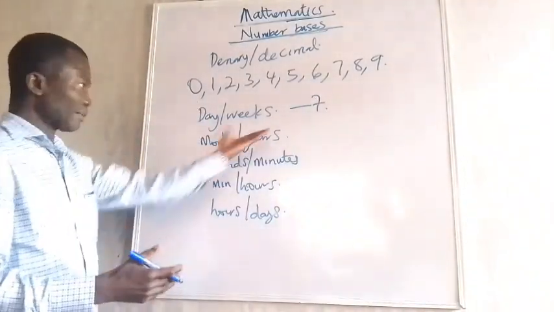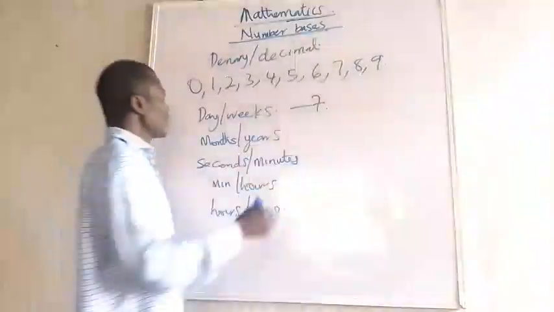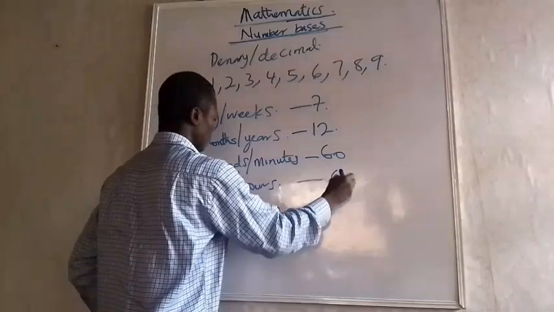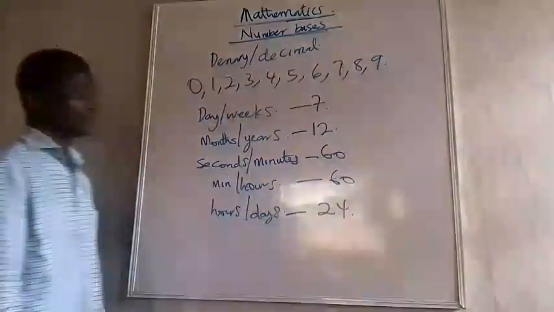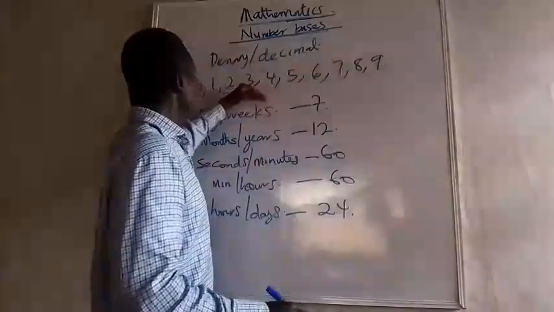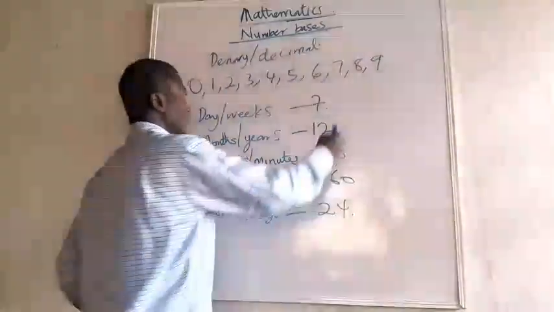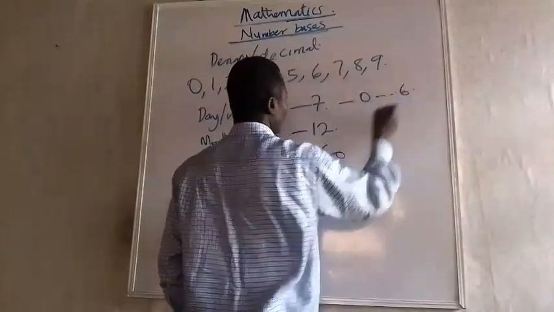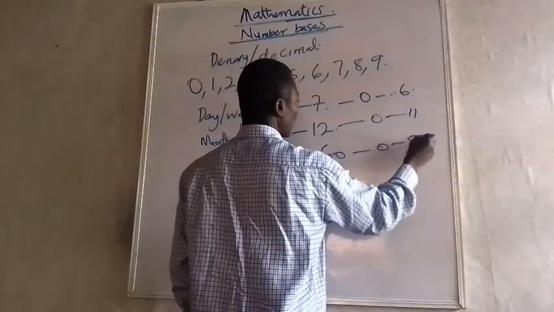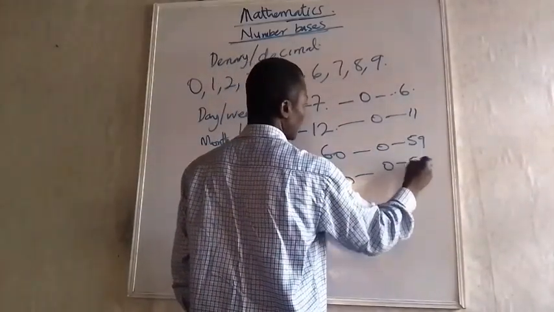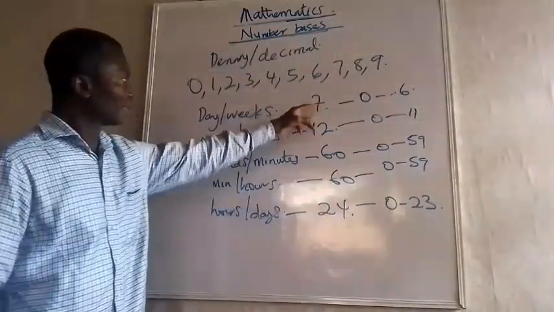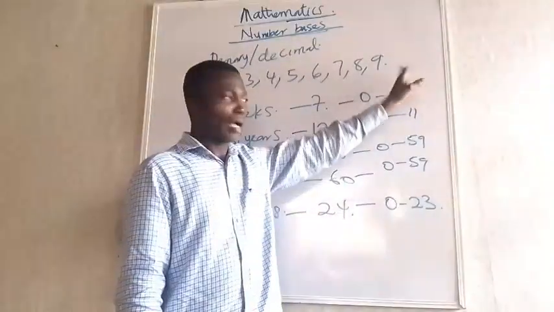Because how many days may come with 7? Months. The number base system is 12. Here, 60. Here, 60. And here, 24. Now I told you, numbers under denary or decimal are a combination of 0 to 9. In this place, it will be 0 to 6. In this place, it will be 0 to 11. In this place, it will be 0 to 59. Here, 0 to 59. Here, 0 to 23. You can see, the last number, we do not put here. I will tell you why.